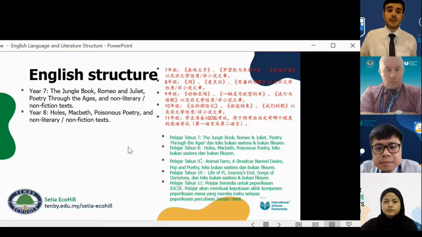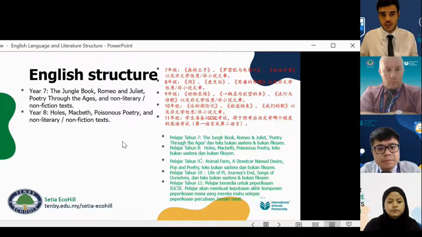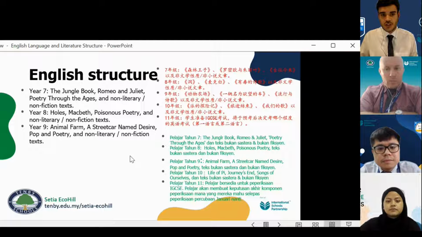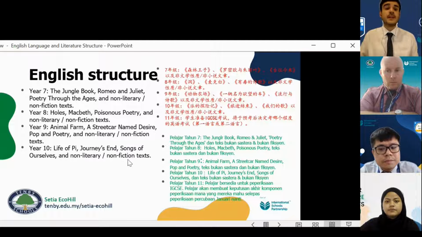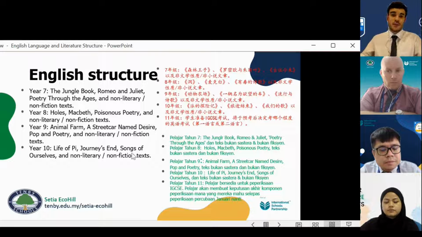Okay. Again, similarly, if we look at year 8, we have Holes, Macbeth, Poisonous Poetry, and non-literary non-fiction. Year 9, Animal Farm, Streetcar Named Desire, Pop and Poetry, as well as non-literary and non-fiction. Year 10 do Life of Pi, Journey's End, Songs of Ourselves, as well as non-literary non-fiction.